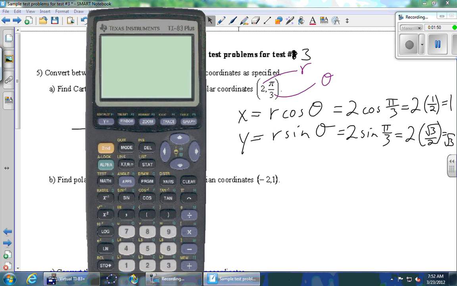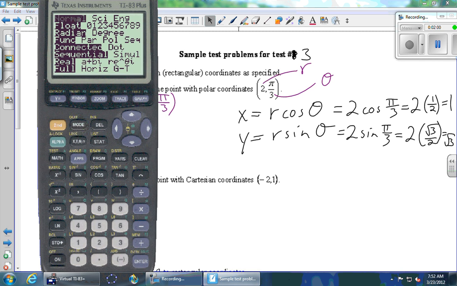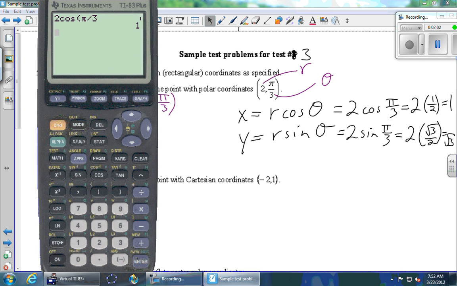Of course, you're welcome to type it into the calculator, but one of them will give you a decimal that you don't recognize. 2 cosine of pi over 3. Again, if you hit sine, cosine, tangent, make sure you think about the mode. We're in radians, that's a good thing. So we hit enter and we get 1. But if we do second enter and change cosine to sine, we'll get some messy decimal, which I'm assuming most of us don't recognize as being square root of 3.